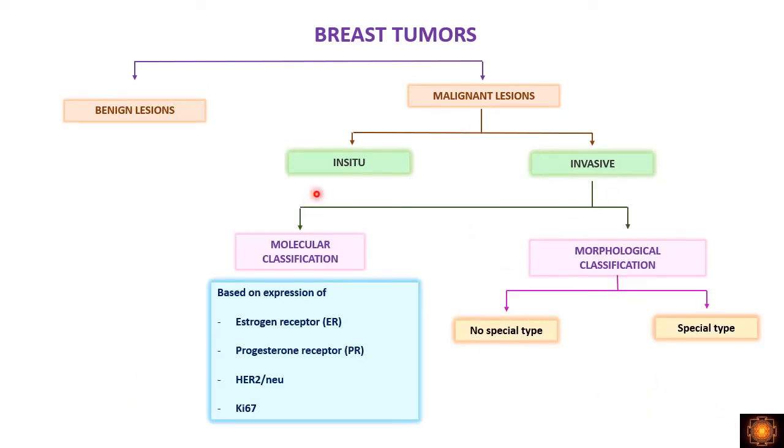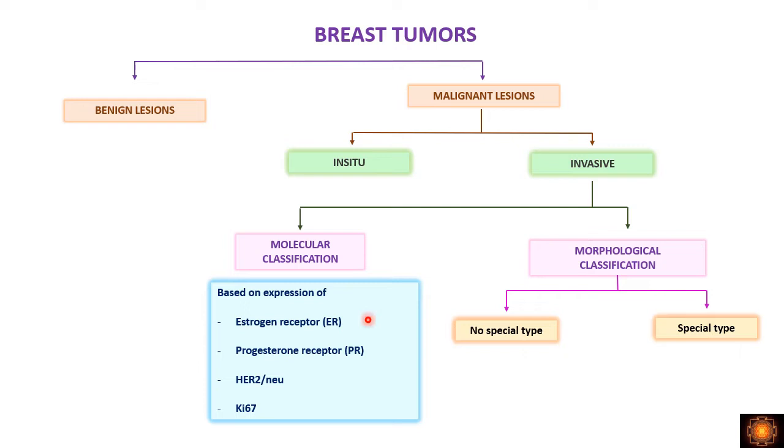Now, that was about the in situ carcinoma. When we see the invasive carcinomas, we have two types of classifications. One is the molecular classification and another one is the morphological classification. The molecular classification depends upon expression of the hormone receptors by the tumor cells.